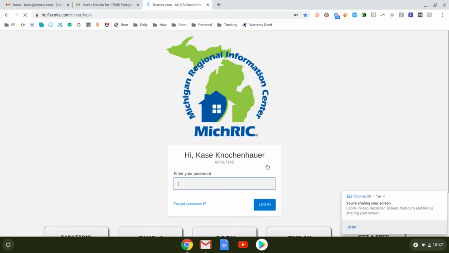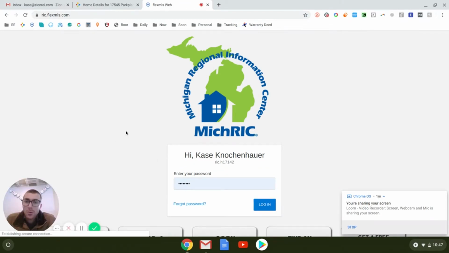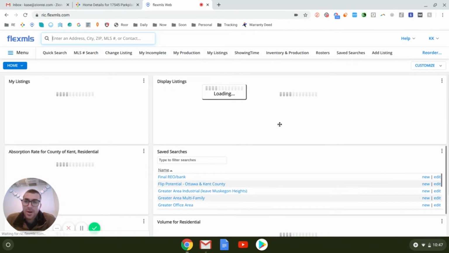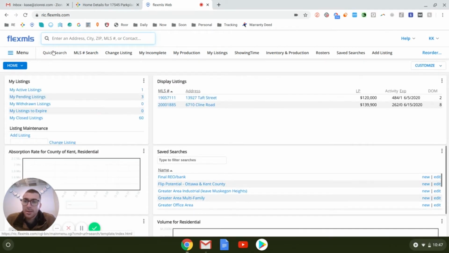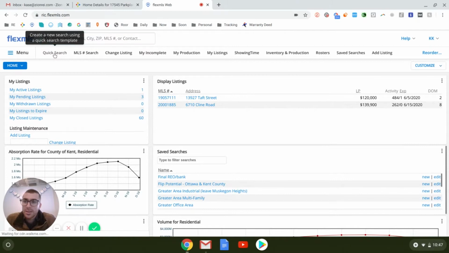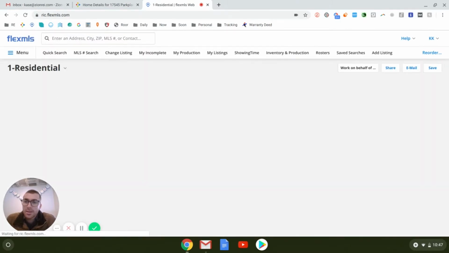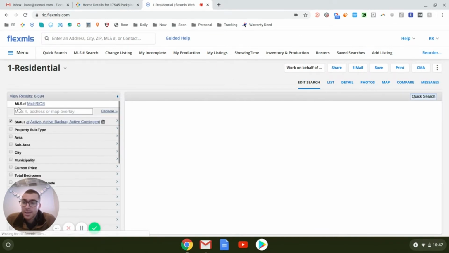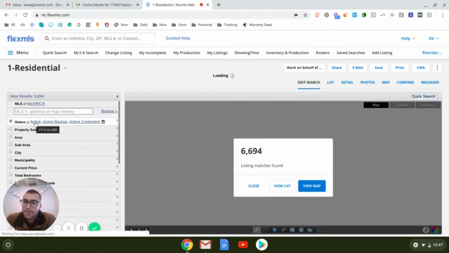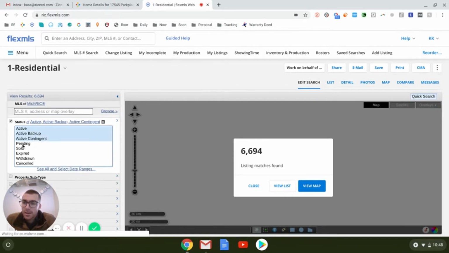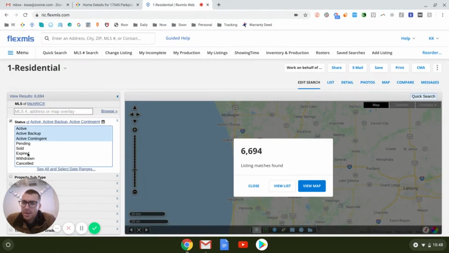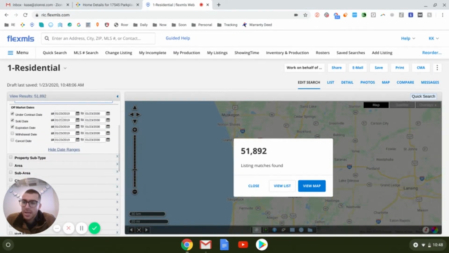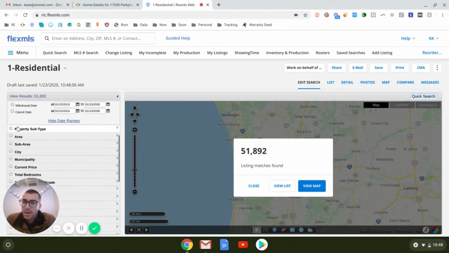This is our local MLS called Mishrick, and we can see the homes that are sold in the area, which properties are listed, how long properties take to sell, and also their condition. We'll look at active, sold. We're going to look at everything that's been active, pending, sold, or expired. We'll stick to the last 12 months to start with, and then we'll go from there.